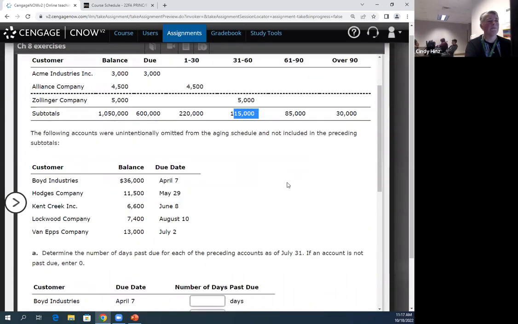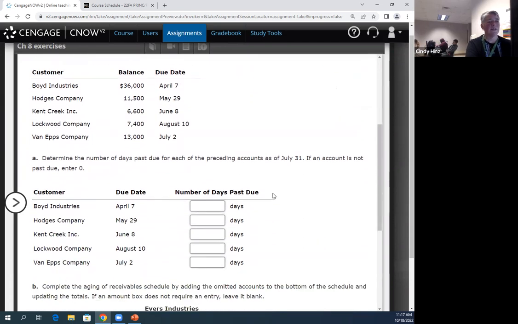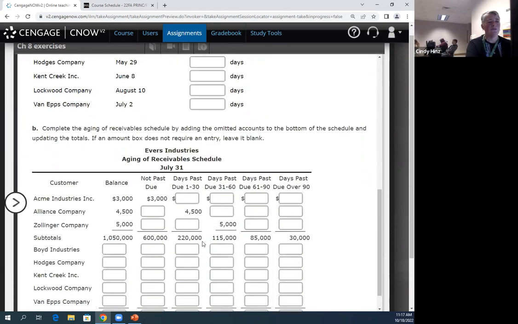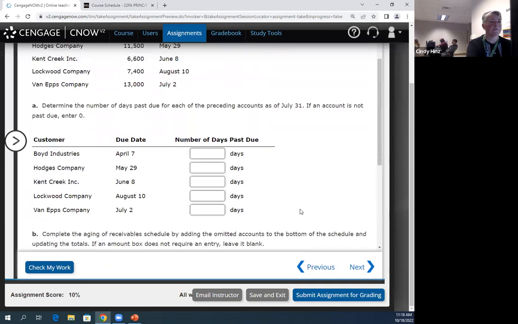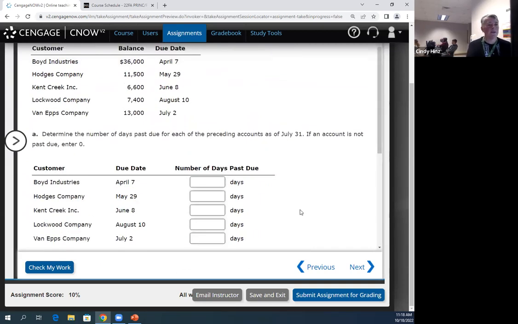So we've got this whole aging here, but then they recognize that, oh, some of our customers, for some reason, were left off the spreadsheet. We're left off this aging schedule. And so our job for this exercise is first to calculate how many days past due it is, and then to show that down here to add those to our aging so that their aging is complete. So we'll start out first with calculating the number of days past due, because that will tell us where they go in the aging. And then we'll scroll down and do the actual updating of the aging. The technique we're going to be using here is also going to be helpful for us when we get to the notes receivable part of the chapter when we're trying to calculate interest.